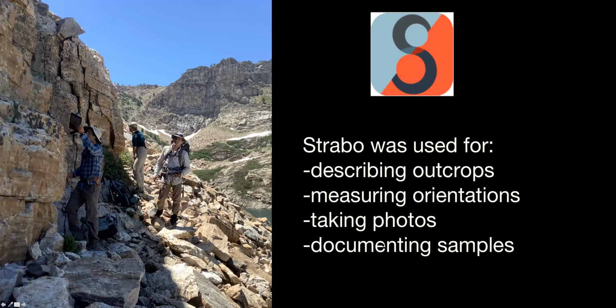So I said this at the end of the video, but just to reiterate, the main ways that we were using Strabospot were for describing the outcrops, just the general lithologies that were present, as well as the fabrics. We also used Strabo for measuring foliation, lineation, fold axes, as well as dike orientations. And then within spots, taking photos, as well as documenting the samples and giving descriptions for those samples.